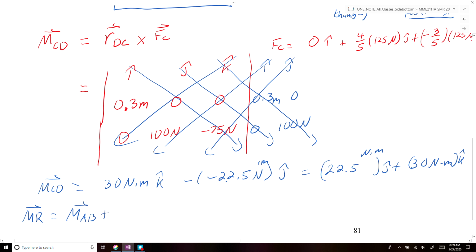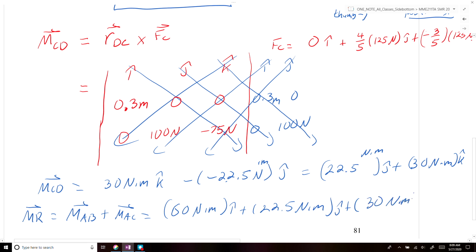Then we can find our resultant moment by adding up MAB plus MCD. If we do that, we end up getting 60 newton meters i plus 22.5 newton meters j plus 30 newton meters k.